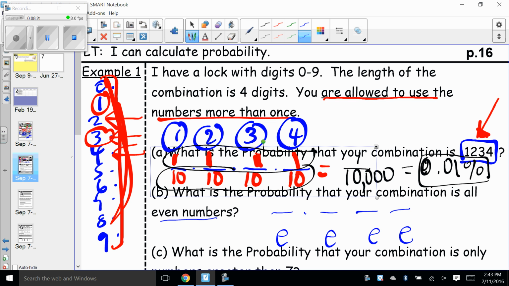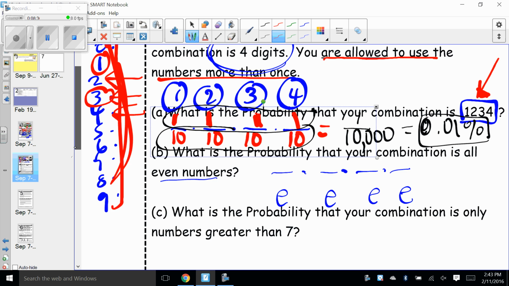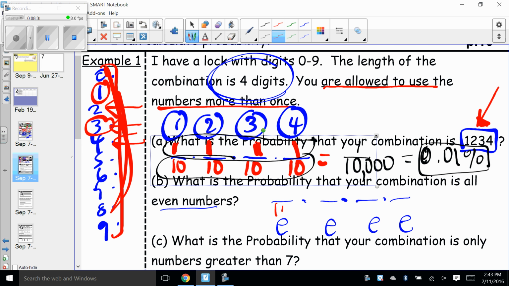All right, so we're going to multiply each of those out. It's a 4-digit number. Remember, we're doing 4-digit numbers. I have 10 numbers to choose from each time because we can use the numbers more than once. I could have the same digit over and over and over.